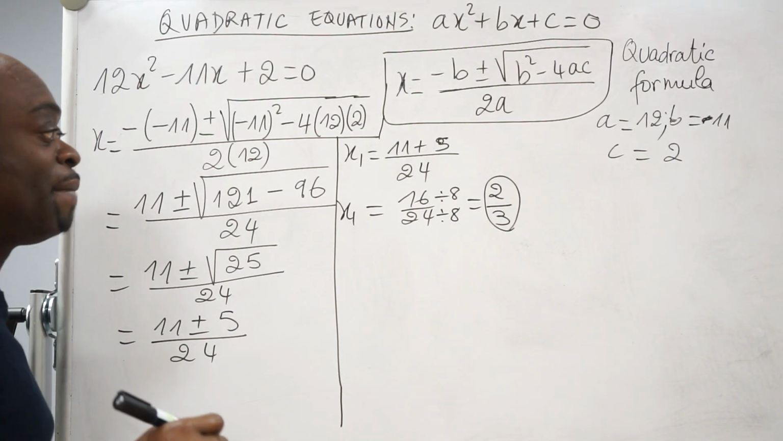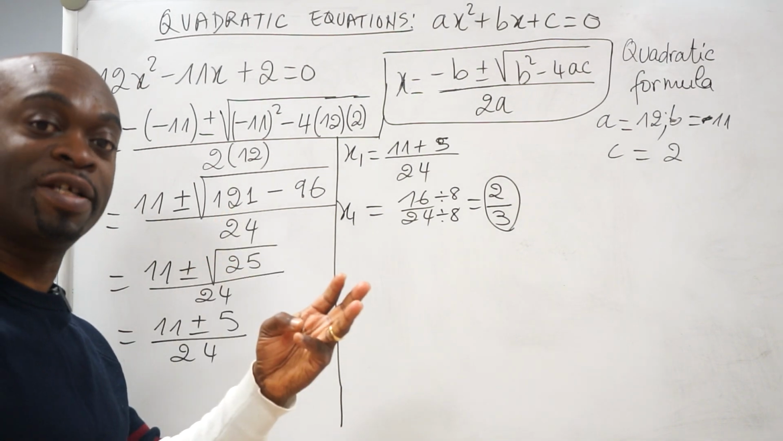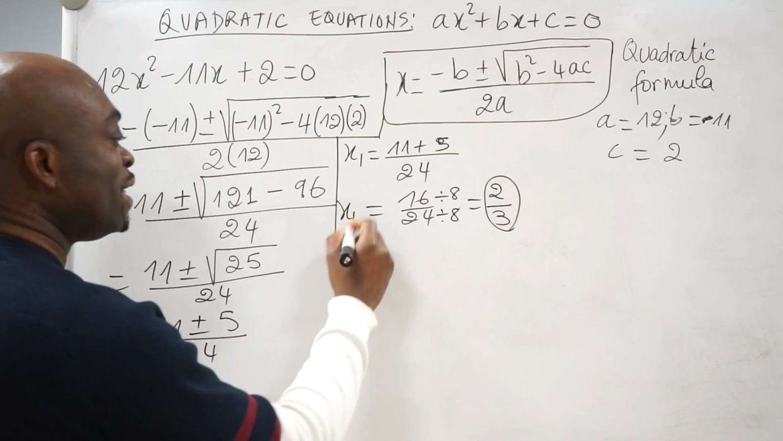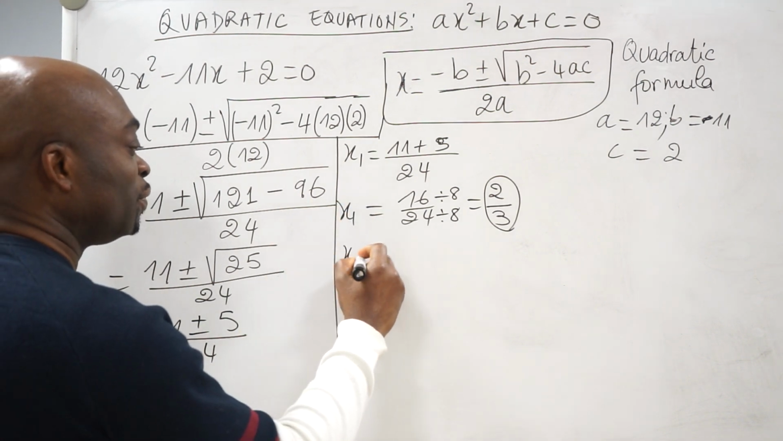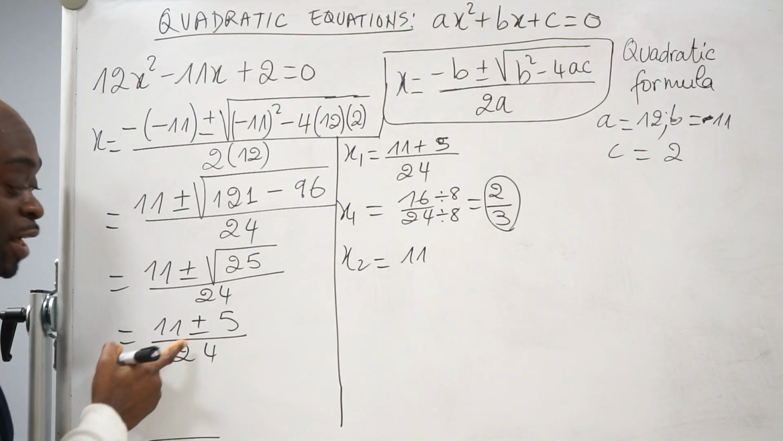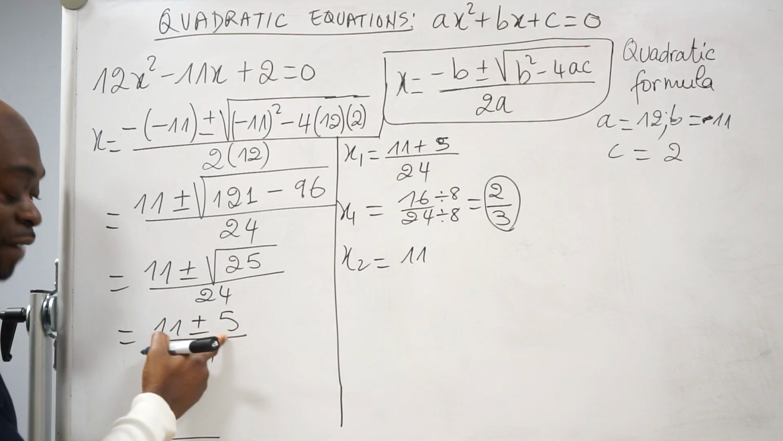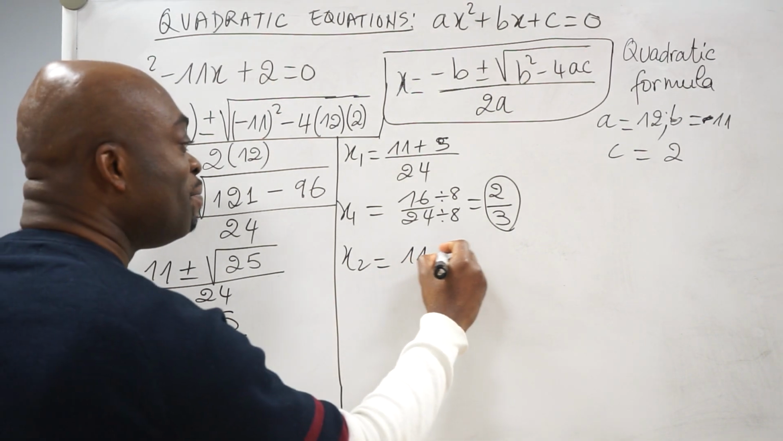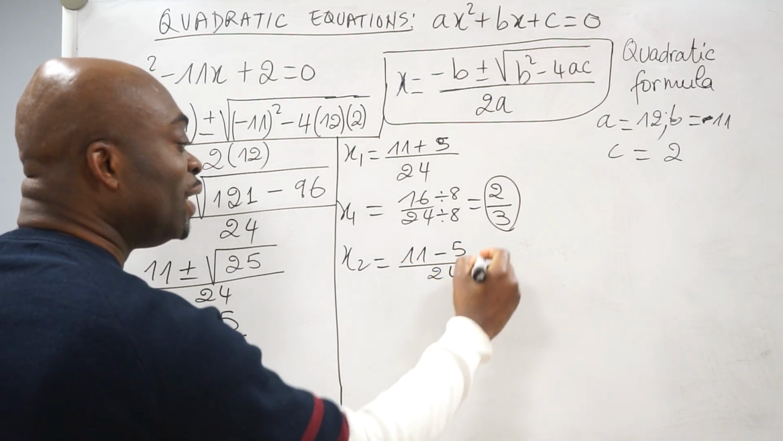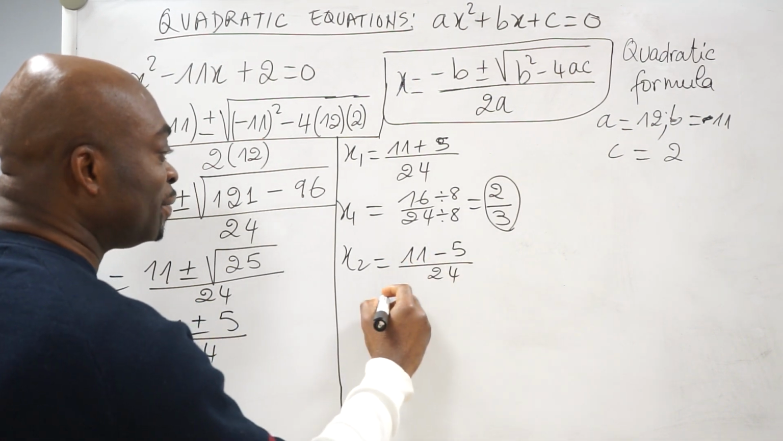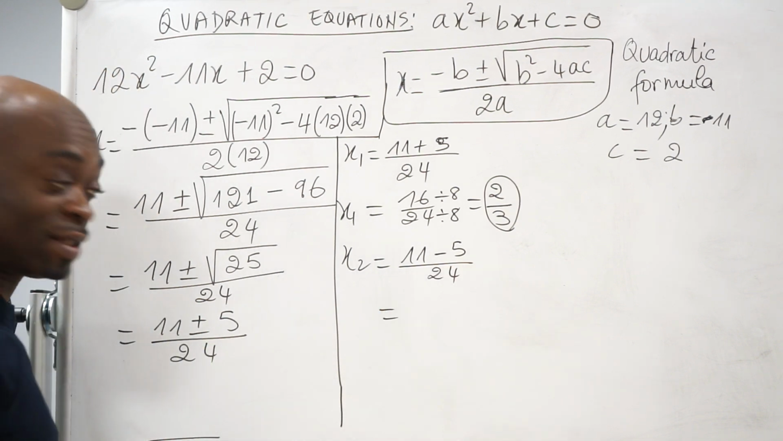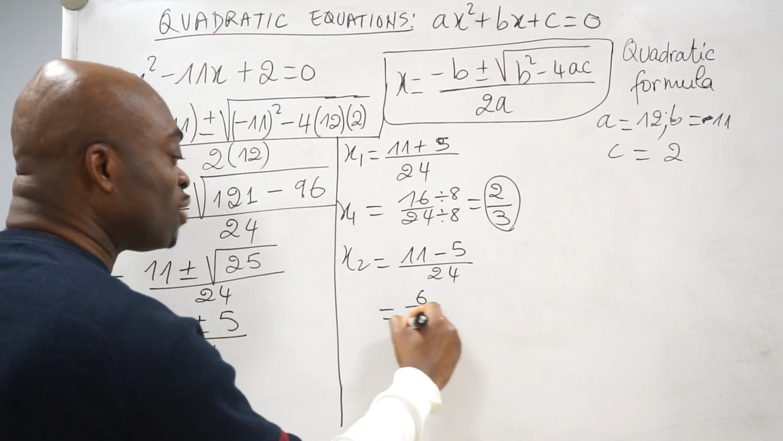All right? Remember, we're looking for 2 answers. So that's just 1. What's the second one? The second one is x2, which is then 11. So we have plus minus, don't forget. So we just used the plus, we have to use the minus. So it's 11 minus 5 over 24. And then what's happening with this one here? So this one is giving us 11 minus 5, which is what, 6? And then 6 divided by 24.